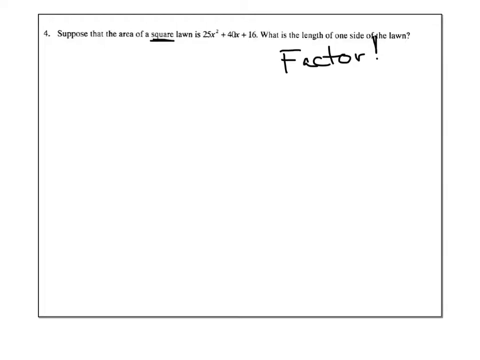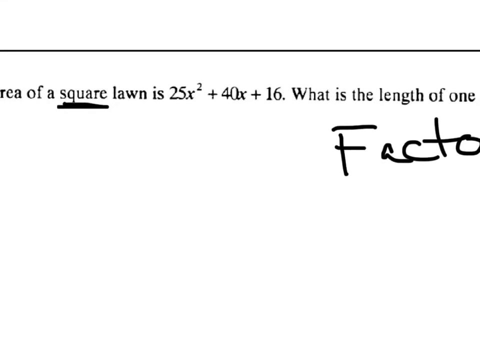So we've got 25x squared plus 40x plus 16. First, I'm going to look for a GCF. Well, 25 and 40 can be divided by a number, but not all three. So I need to do C and a hat. So 25 times 16, which is 400. I need it to add up to 40x.